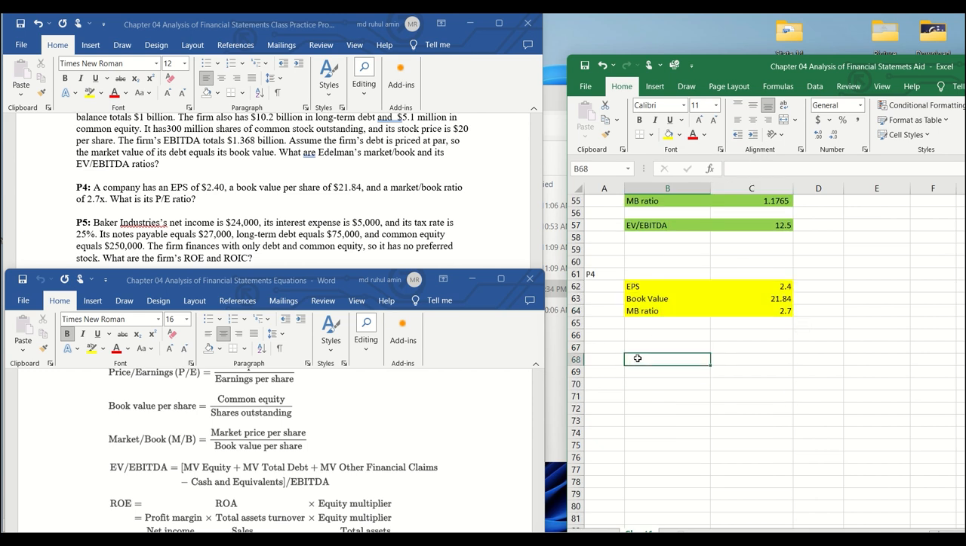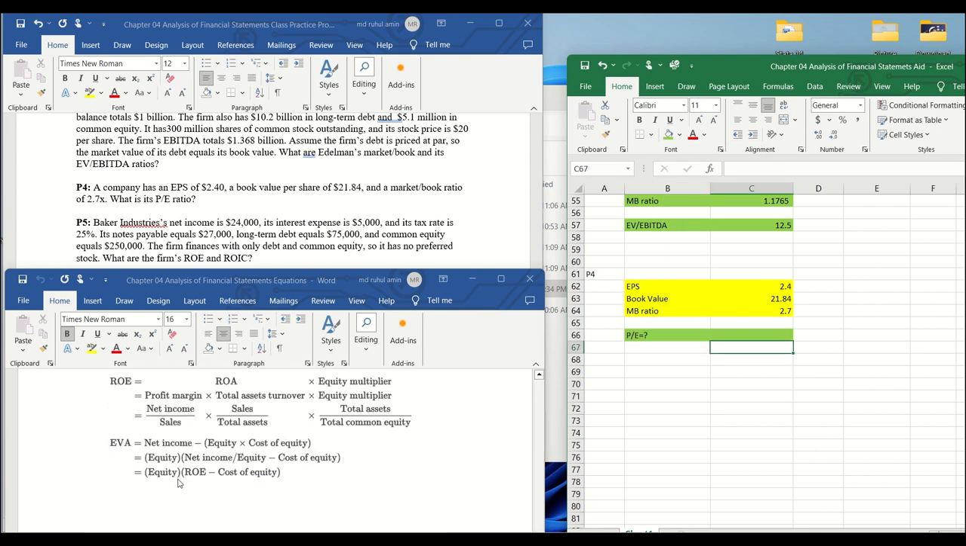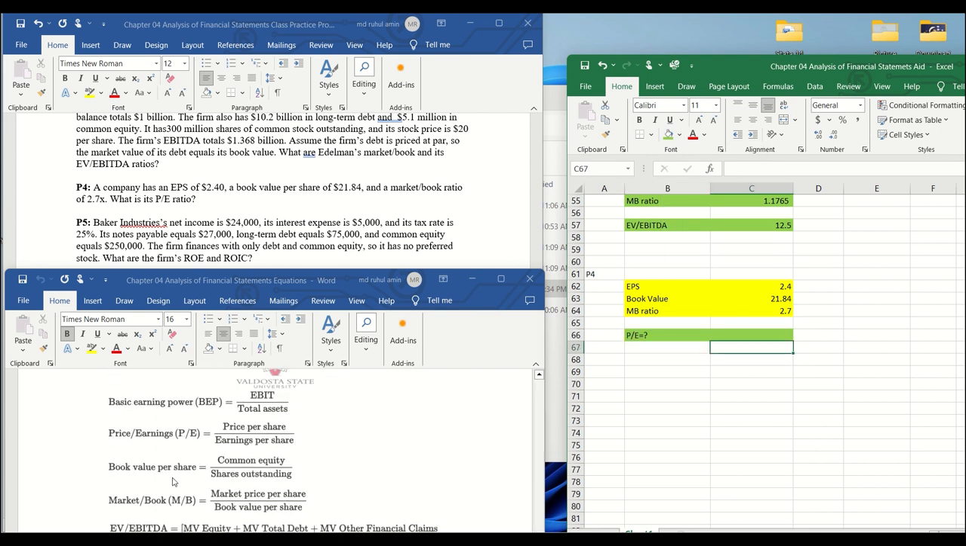Now what do we need to do? What's the price earning ratio? PE equals what? What is our price to earning ratio? Price per share divided by earnings per share. So EPS should be the bottom, price per share on top. How can we get price per share?